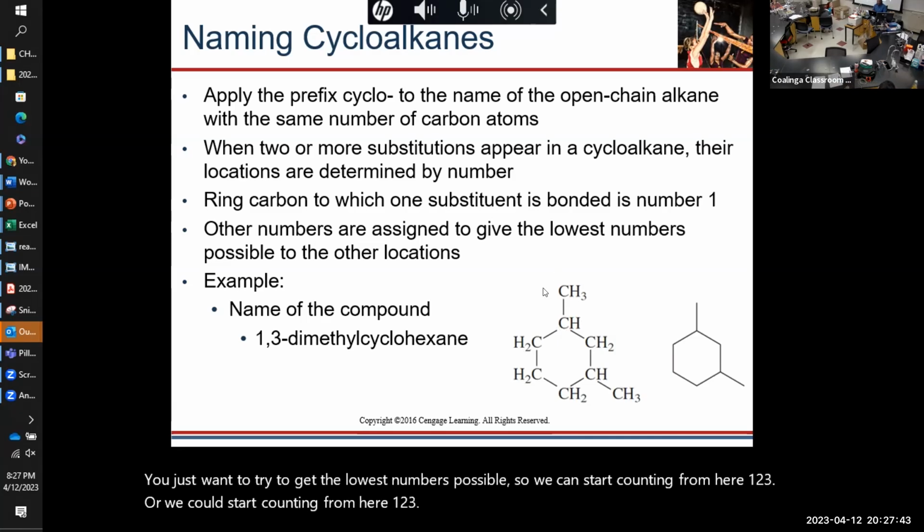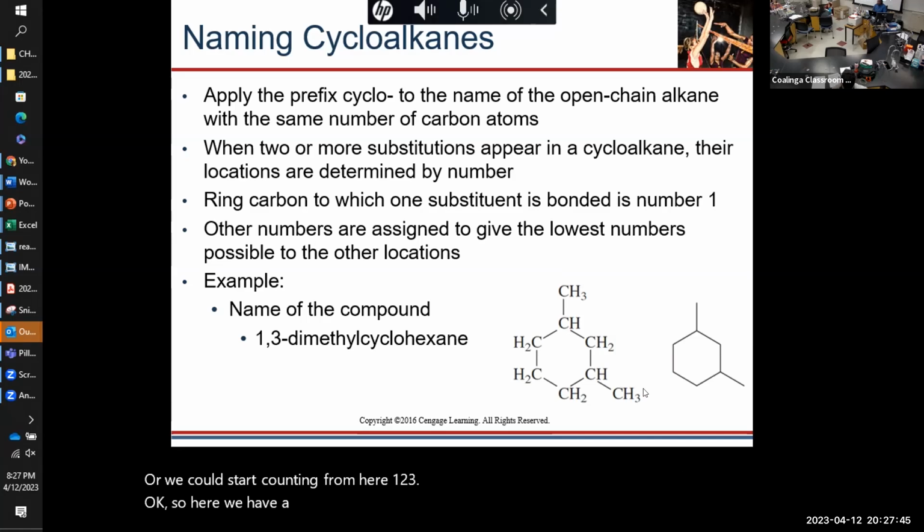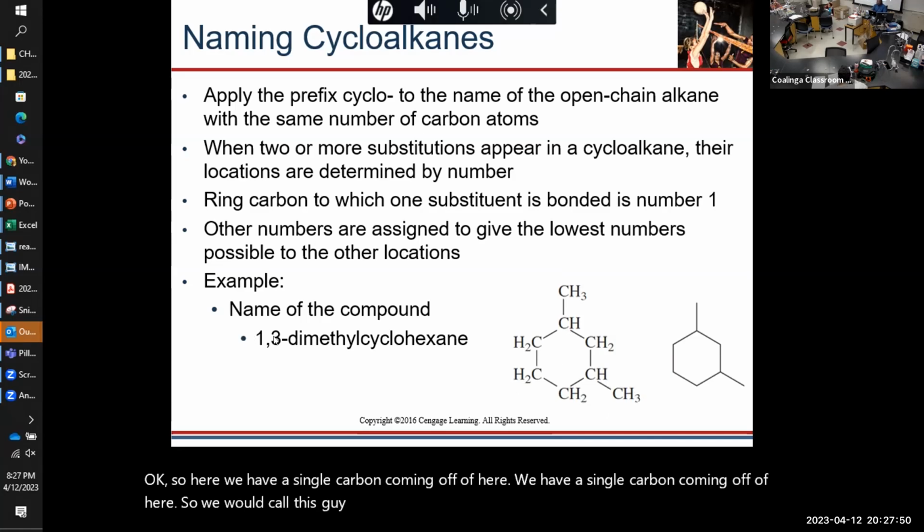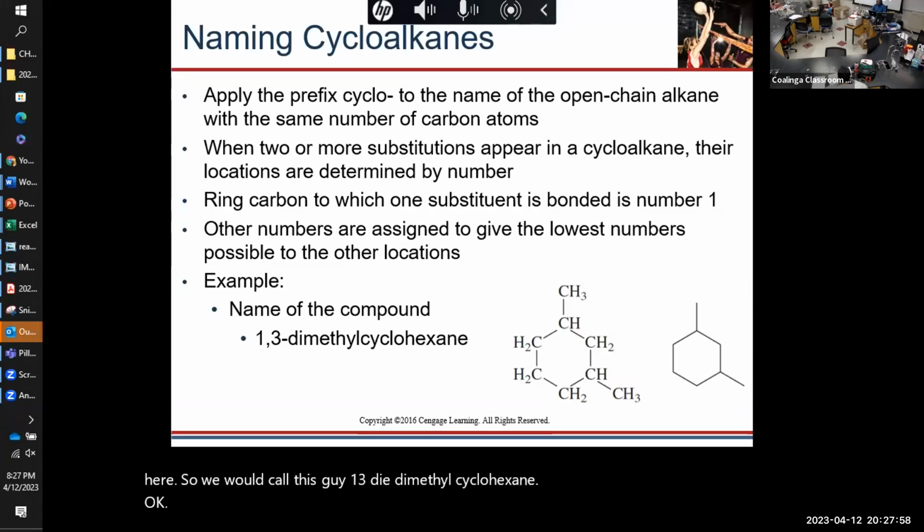So here we have a single carbon coming off of here. We have a single carbon coming off of here. So we would call this guy 1,3-dimethylcyclohexane. Okay, you guys got that? 1, 3. Okay, so let's see how well you guys got that, because you guys look like you have it.